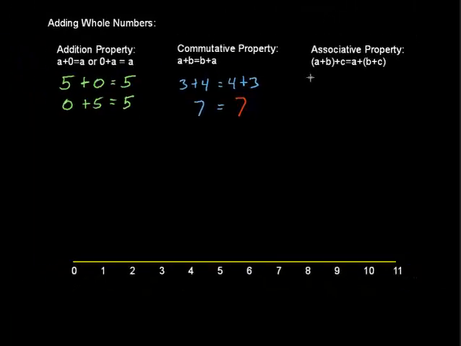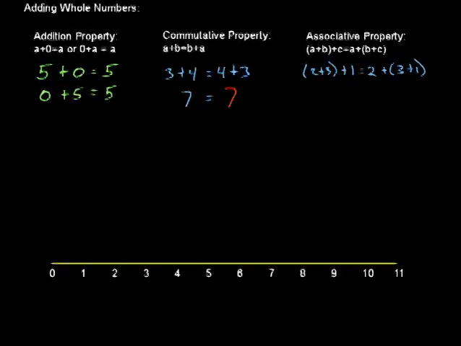So if we did 2 plus 3 plus 1, and we group the 2 and the 3 together, and then on the other side, if we did 2 plus 3 plus 1, and group the last 2 together, the 3 and the 1, we should, according to this, come up with the same answer on each side of the equal sign.